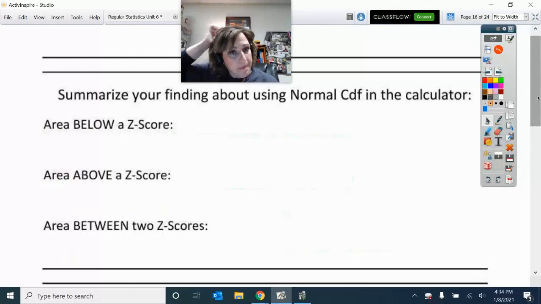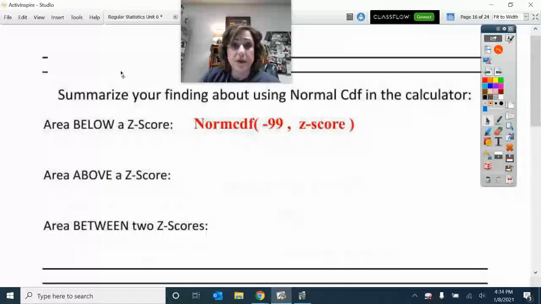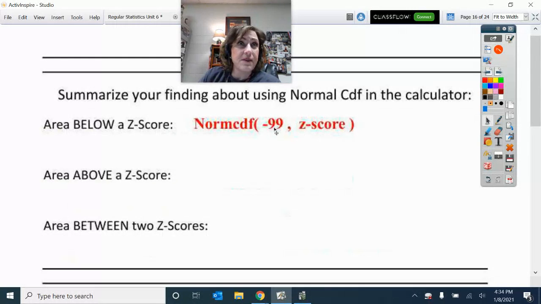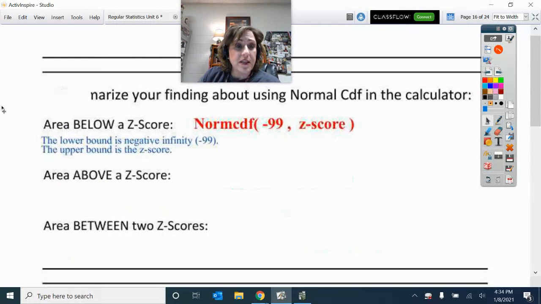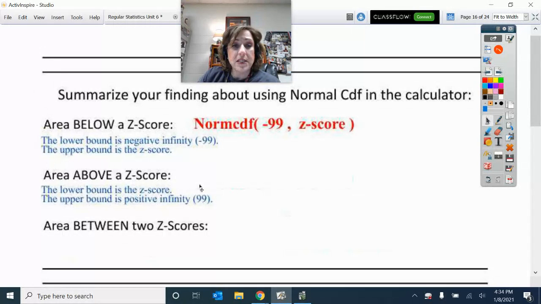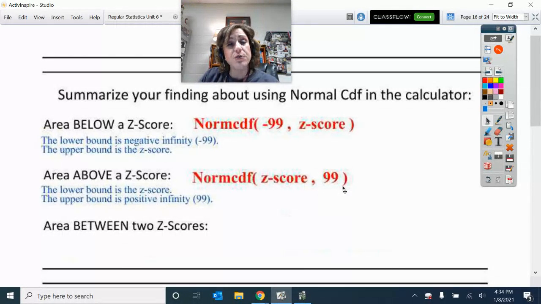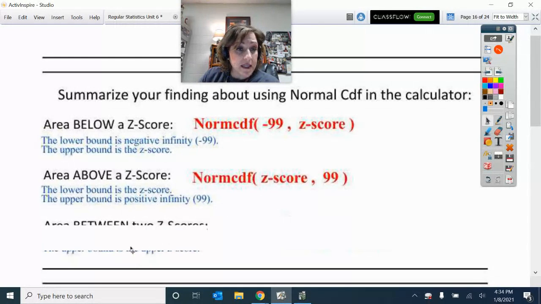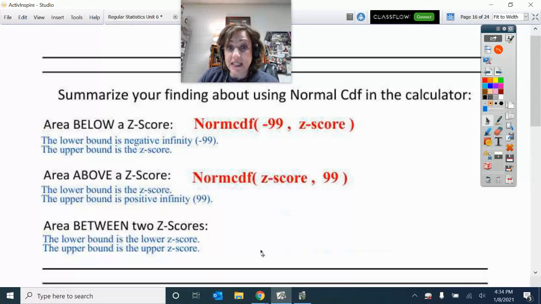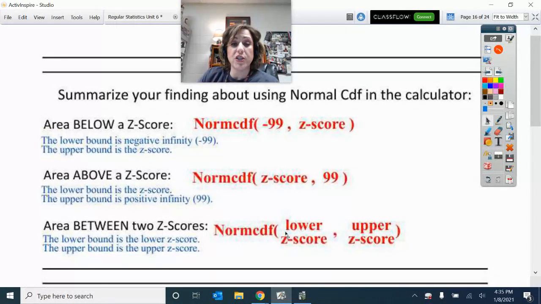So, in summary, let's look at what's happening here. If your area is below a particular z-score, then you're norm CDFing from negative 99 to that z-score, because it's negative infinity up to that z-score. So your lower bound is negative infinity, your negative 99, and your upper bound is that z-score. If you're going above, then the lower bound is that z-score, and you're going up to positive infinity, so you're going up to 99. But if you are in between, then you have two z-scores. You're going to norm CDF between the lower z-score and the upper z-score.